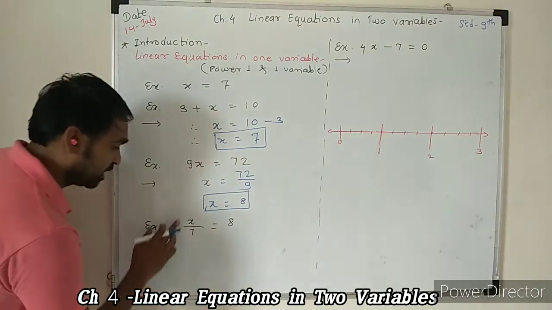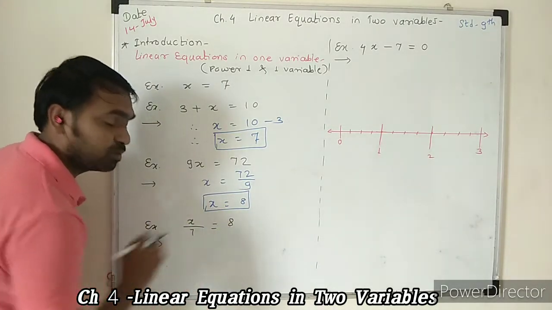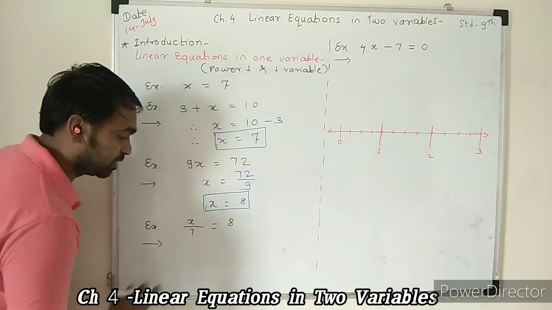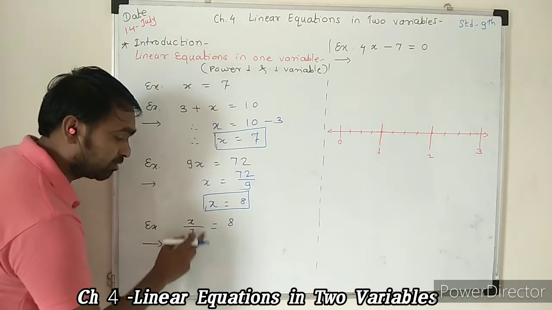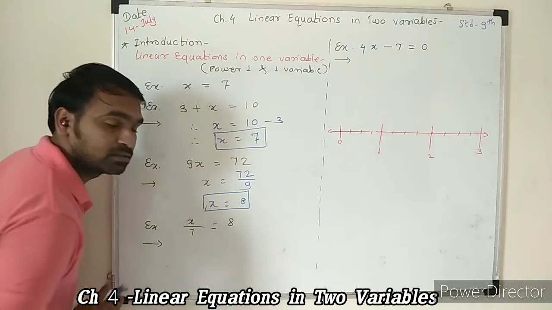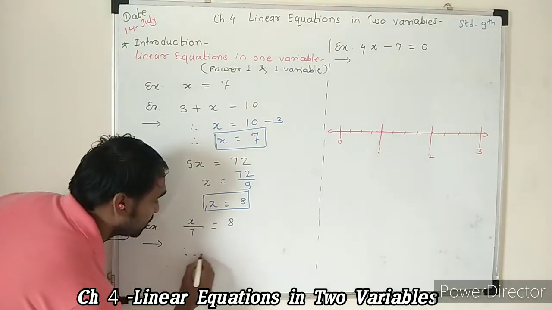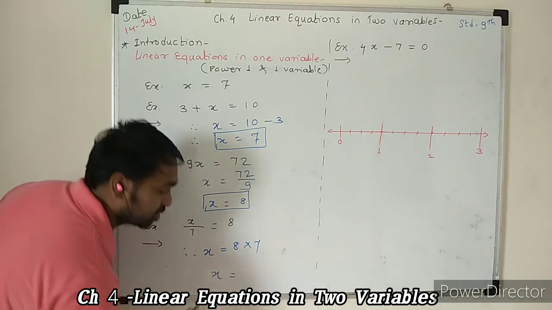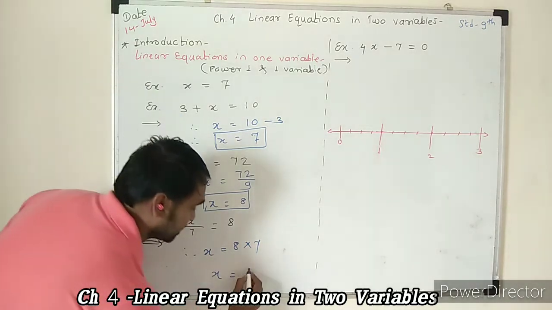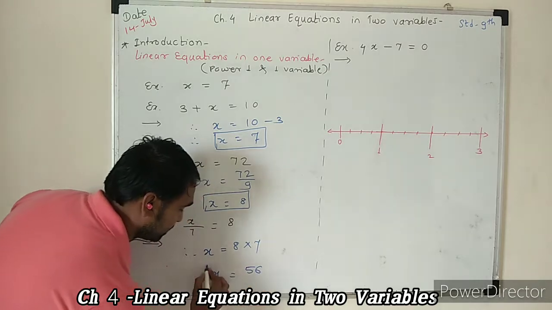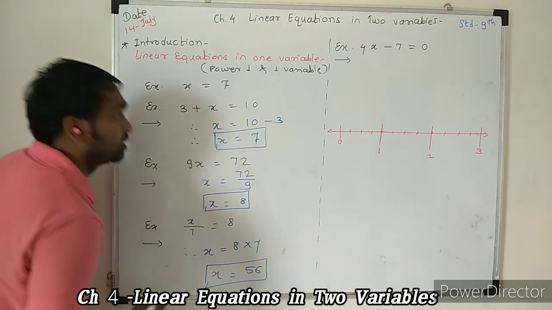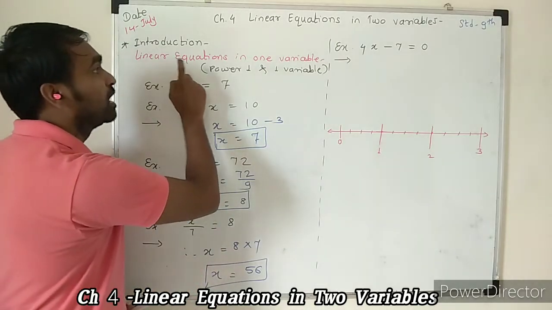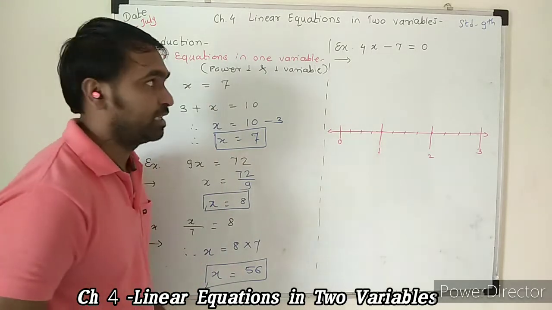Next one, x upon 7 is equal to 8. Here x is divided by 7, so on the other side it becomes multiplication. So x is equal to 8 multiplied by 7, and x is equal to 56, since 8 sevens are 56. This way you have to find the value of x using linear equations in one variable.